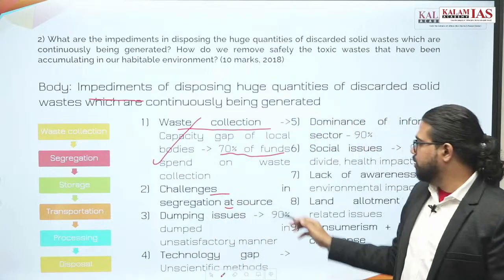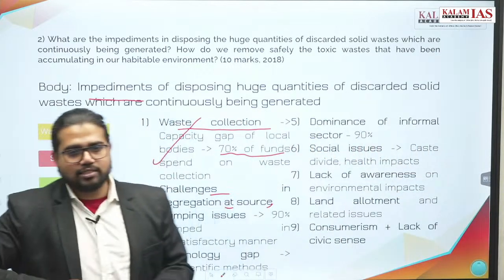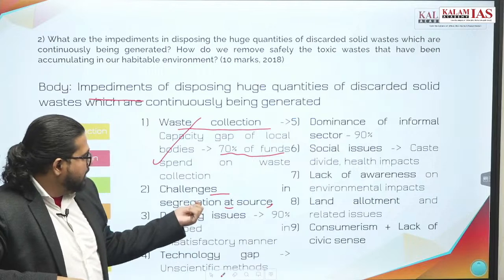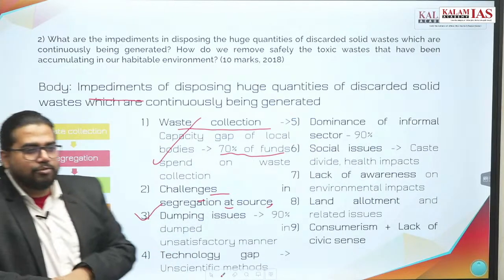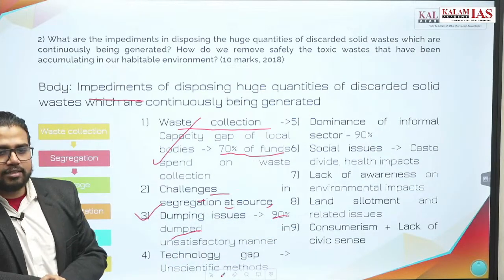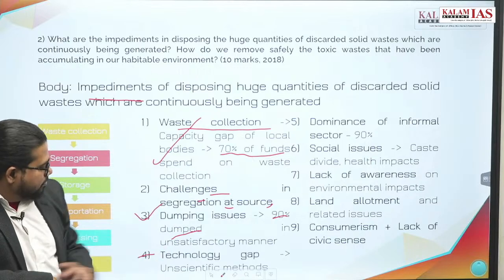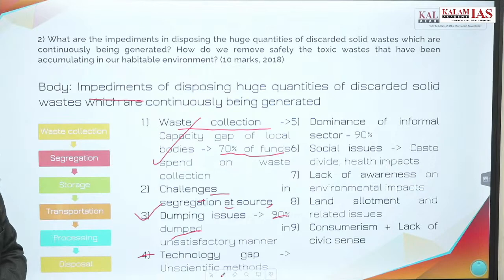Segregation at source is not happening, even though by law waste should always be segregated at source itself. Implementation is lacking. Dumping issues: open dumping is still followed. 90% of our dumping is by unscientific, unsatisfactory methods. Technology gap: scientific methods like incineration, as we said, are not followed.